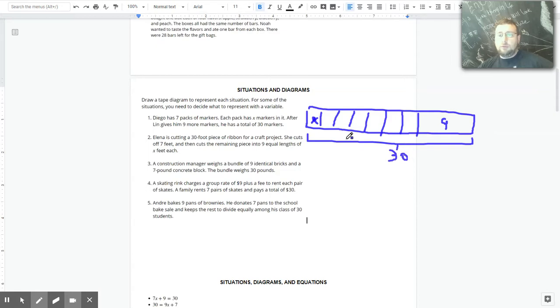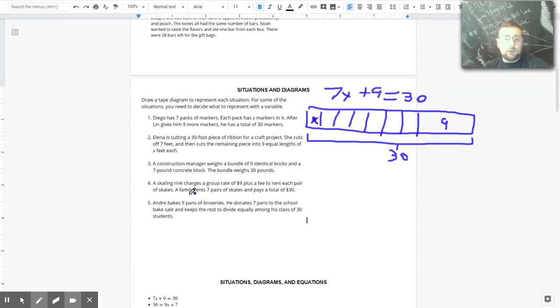So what does that mean? Well, if you have 7 boxes with X's inside, this would be 7X plus the 9 markers equals 30. And if you're trying to solve this equation, you would subtract 9 from both sides and then divide both sides by 7. And I think you end up with 3, right? So that'll be 3 markers per box, which will give you 21 plus 9, 30. So that was number 1.